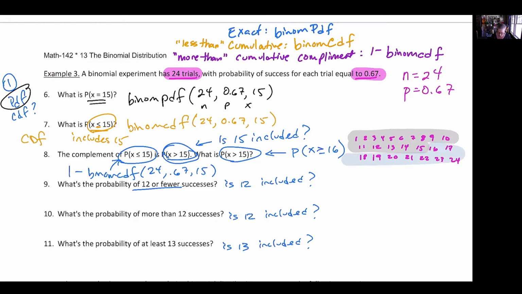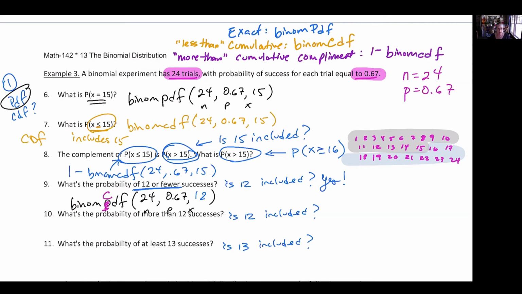Okay, and number 9, we're looking at 12 or fewer. Is 12 included? Yes. Again, the same thing we did up in 7, except instead of 15, we are looking at 12. So it's still 24, .67, 12. So you see how that second enter is going to come in really handy? Would it be binomcdf in this case? Yes. Oh, thank you. You're absolutely correct.